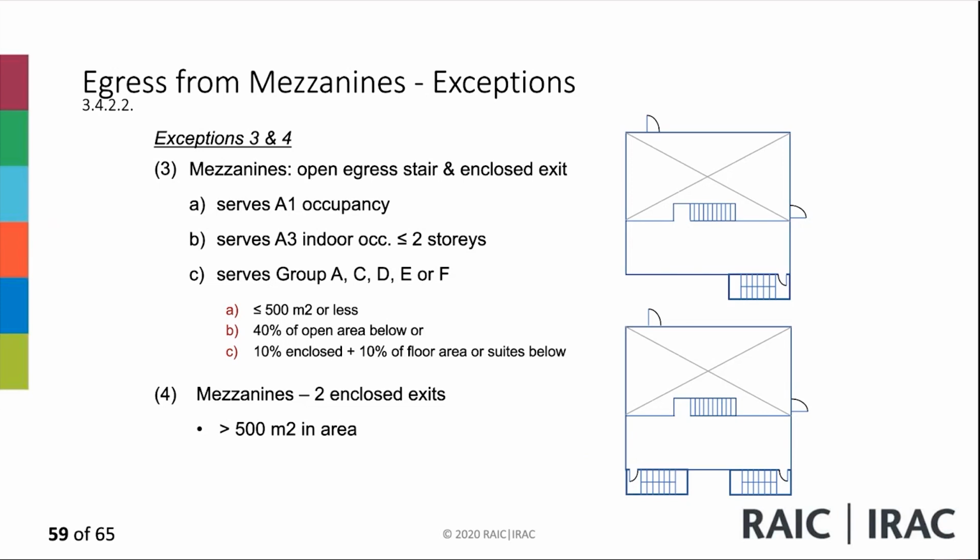I've got exceptions for mezzanines. They can have open egress stairs and/or enclosed exits if they serve Group A1 occupancy, A3 indoor occupancy with less than 2 stories, or A, C, D, F if they are less than 500 square meters, 40% of open area below, or 10% enclosed and 10% of floor area of suites. So these are provisions of having open egress stairs that would be allowed for mezzanines. Mezzanines are required to have 2 enclosed exit stairs if they are more than 500 square meters in area. So 3.4.2.2 is essential for egress from mezzanines.